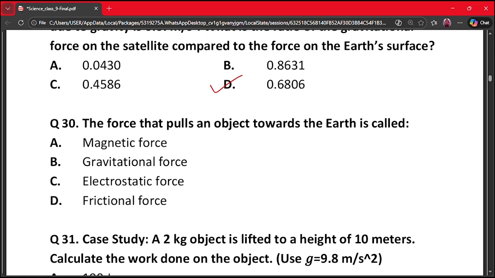Our next question is question 30. The force that pulls an object towards the earth is called A. Magnetic force, B. Gravitational force, C. Electrostatic force, and D. Frictional force. So the answer is very easy. Force due to gravity is called gravitational force. So our correct answer is option B.